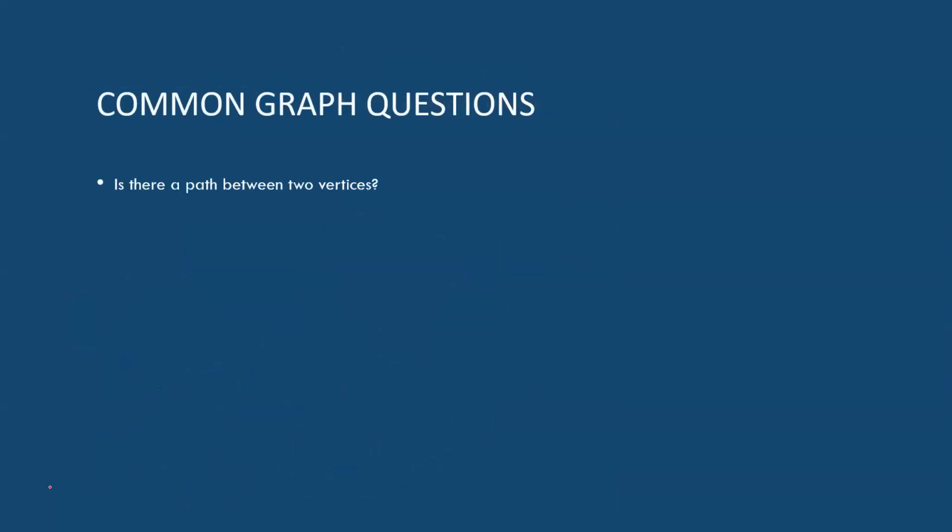All right, so common graph questions we might ask. I think we touched on some of these, but is there a path between two vertices? Okay, we can visually see it, but can we do it in code? That's going to be a fun one. What is the shortest path between two vertices? That's a really good one. That's a very useful question.